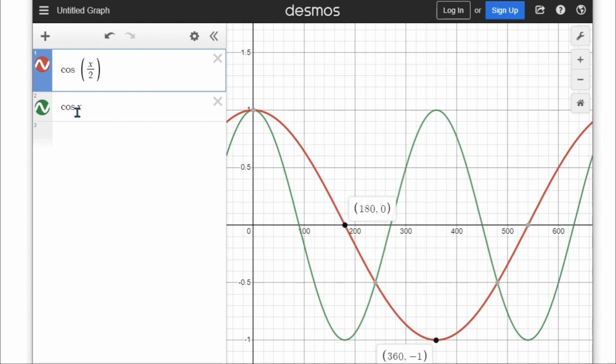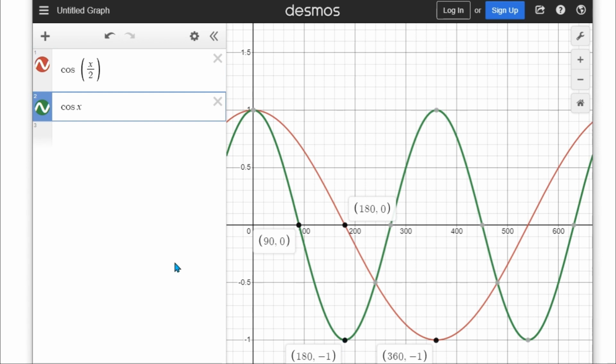And you can realize here that the cosine x function instead reaches a 0 at 90 and reaches its minimum value at 180. So the minimum of the function is always going to be -1, but one version, the red curve, is stretched by a factor of 2. And so this is the big difference between these two curves.